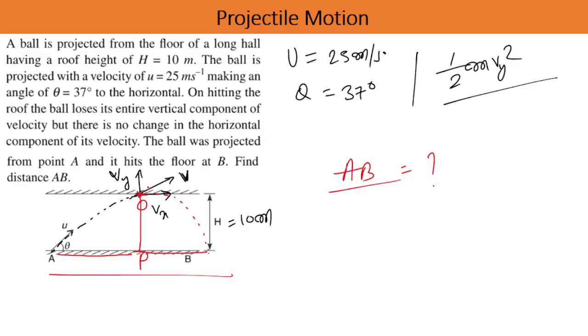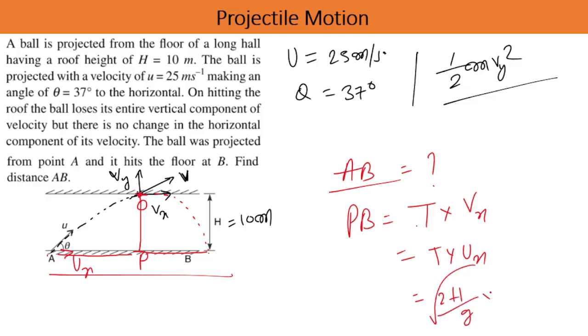This is trickier because in the second case you can see this is a case of horizontal projectile, and there what will this PB value be? It will be time of flight into Vx, and Vx is nothing but Ux, because the velocity component along the x-axis is not going to change from A to O. So that will be simply T into Ux. Time of flight for horizontal projectile is root under 2h by g, into Ux. So this we can easily solve.